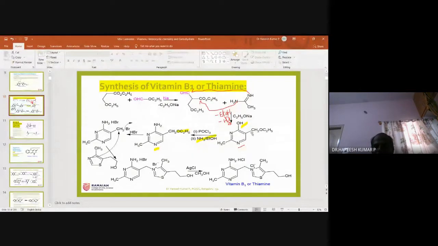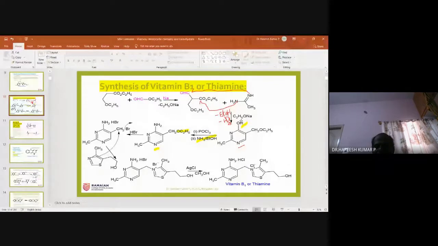Once the pyrimidine is obtained, in the first step it's phosphorus oxychloride, or phosphorus oxytrichloride, both are the same. So what is the role of phosphorus oxychloride? Its role is to convert a hydroxy group into chloro. That means phosphorus oxychloride takes up this OH and gives Cl over here. That means phosphorus oxychloride acts as a chlorinating agent. It converts hydroxy group into chlorine.